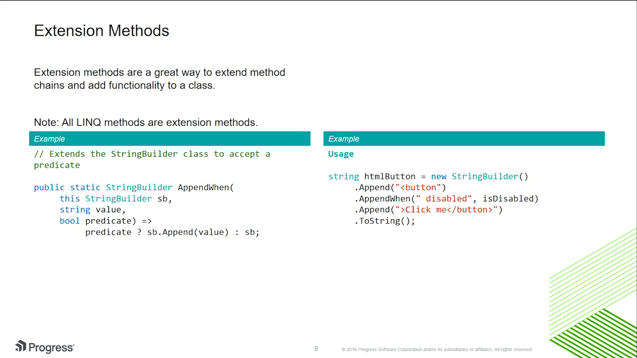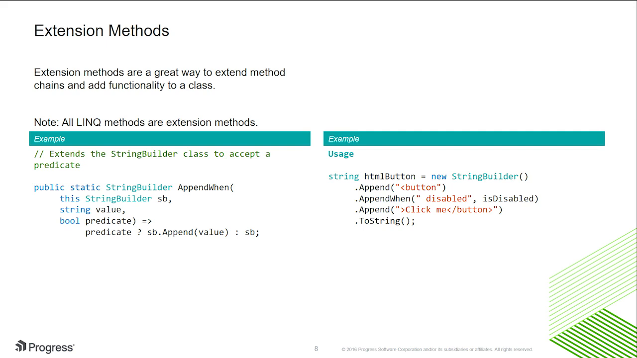Those pipelines are often built using extension methods. This is something that was introduced with LINQ. Extension methods allow you to add a method onto an existing object and give it additional functionality from outside of the class. Almost all, if not all, LINQ methods are extension methods. We use those all the time, and we can actually build our own extension methods. They're very handy. So we can add functionality to something like string builder.